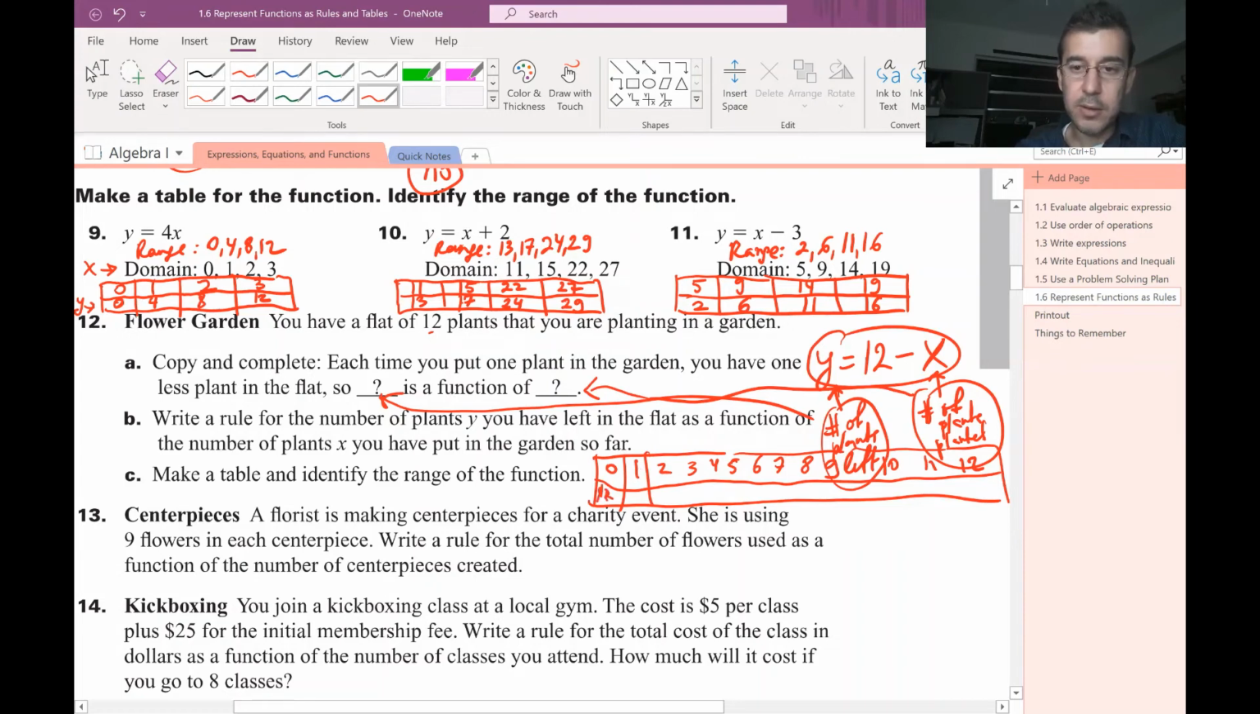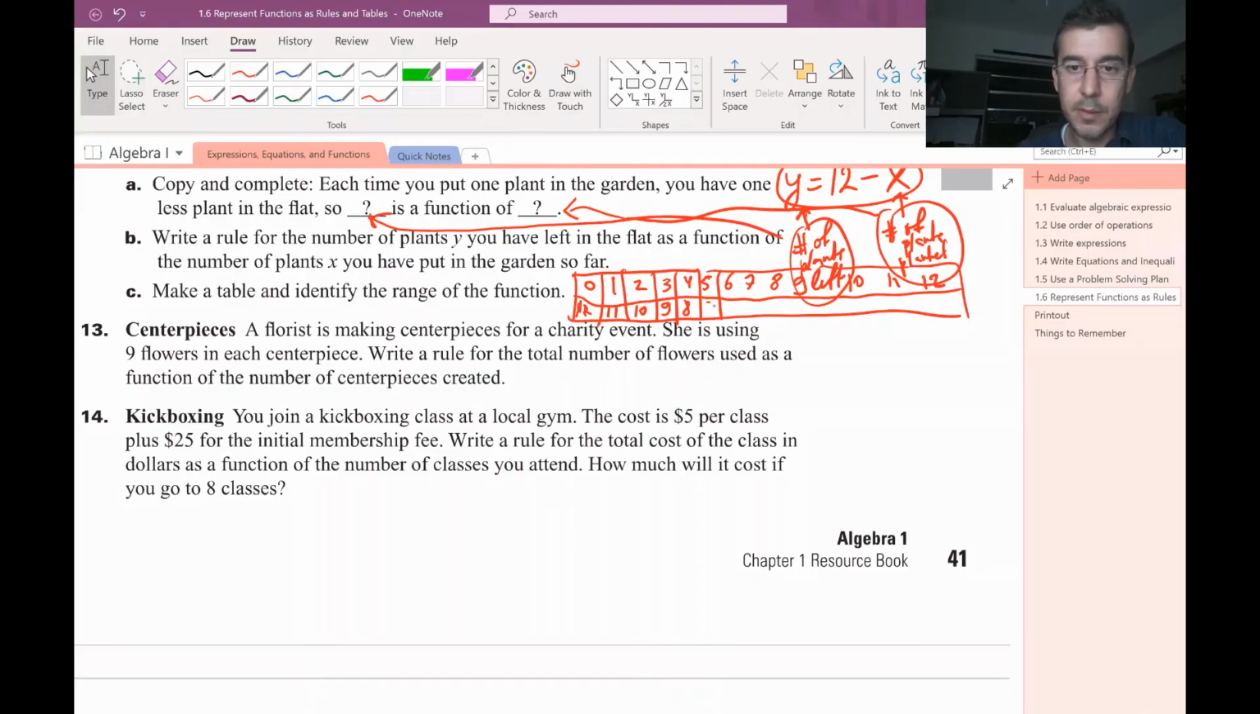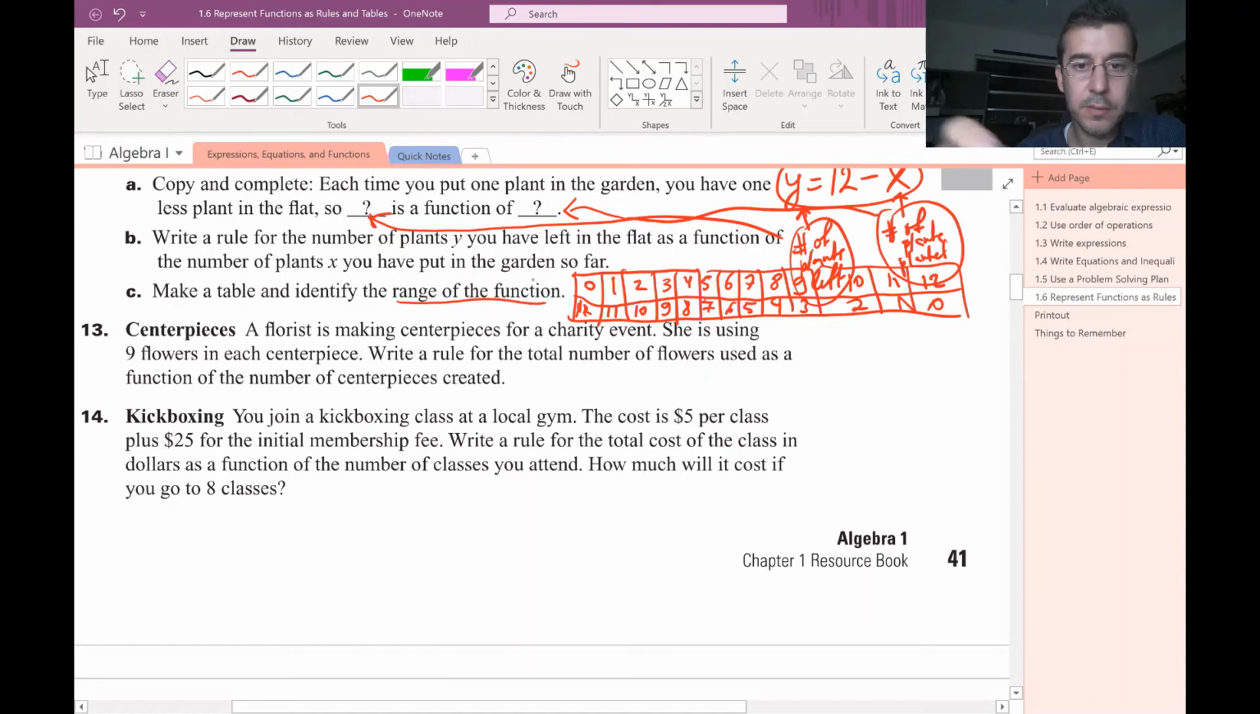And then it increments by 1. So 12 minus 1 is 11. So this decreases by 1. So when it's 2, this is 10, 3, it's 9. And the sum of these two is 12, right? So 4 plus what is 12? 8. 7, 6, 5, 4, 3, 2, 1, and 0. Identify the range of the function. So the range would be 12, 11, 10, and all the way to 1, 0. Okay, this is the range right there.